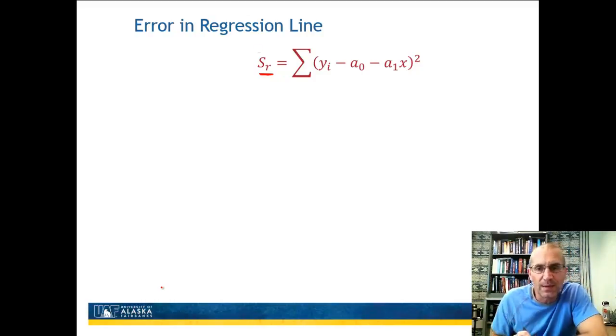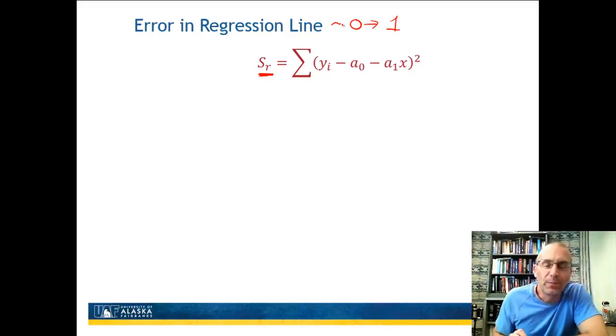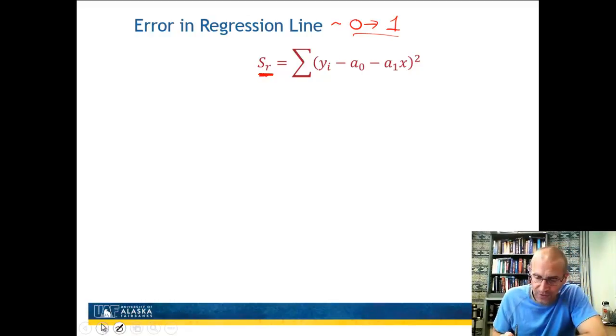Just because you have more data points doesn't mean that your error is necessarily larger. So we need some way to normalize S_R. We'd like something that's on the order of something between 0 and 1. Again, typically our errors are some normalized value. You can say between 0 and 1, or 0 and 100%. So we'd like some way to quantify S_R into this range. We need to normalize it by something that's on the order of the magnitude of that.